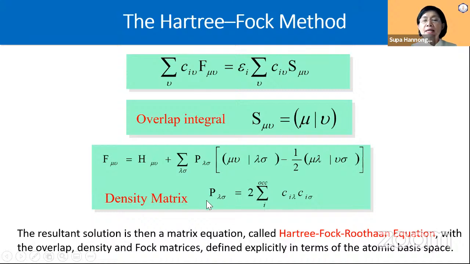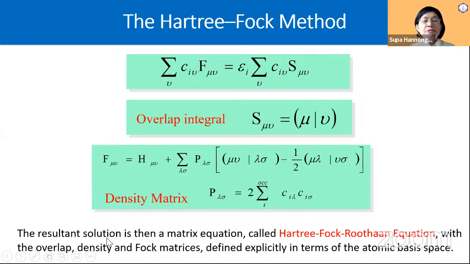Density matrix. At the end, when you apply ab initio to the system, you get the density matrix that you can use to calculate the electron density. For molecules like oxygen and nitrogen, you can see that the electron density is different. And to know it, you have to use the density matrix.